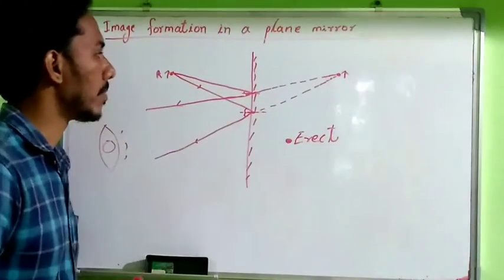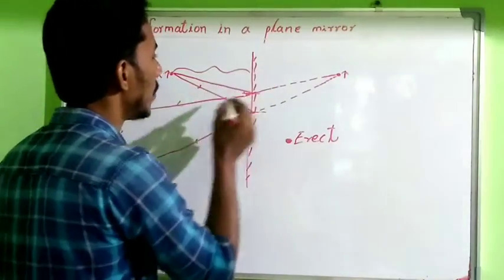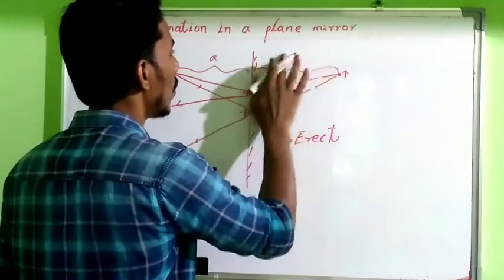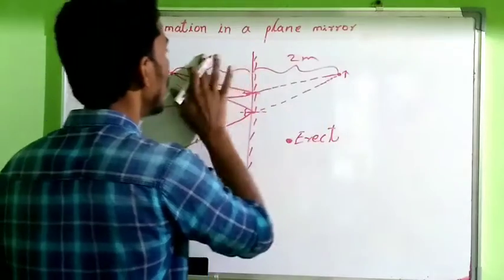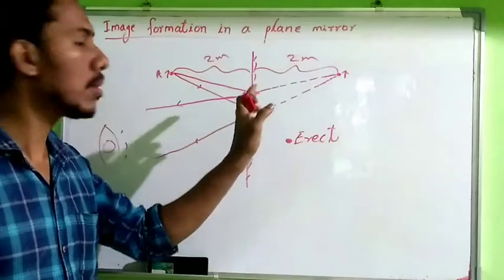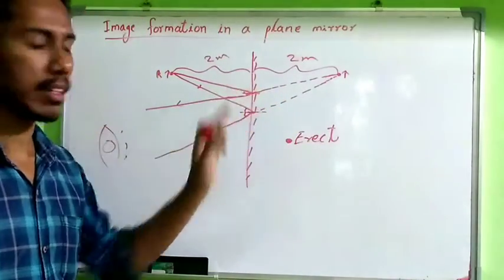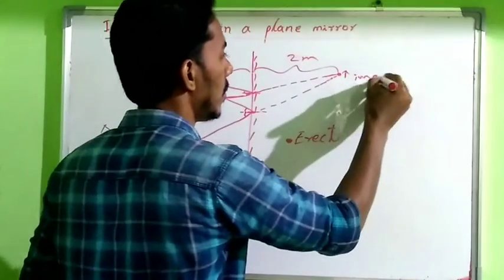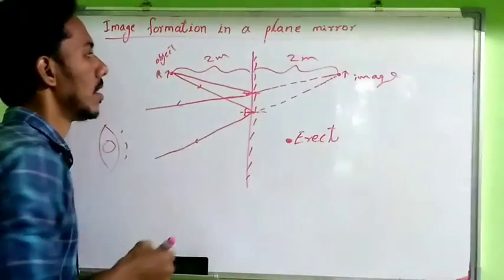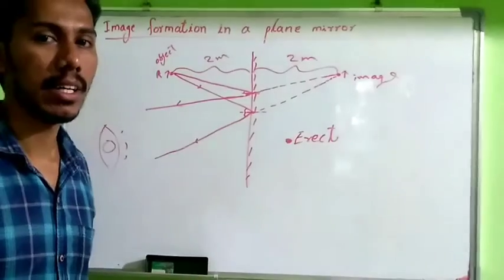Then another property: the distance from this position to the mirror should be equal to the distance from the image to the mirror. If it is 2 meter, then it also should be 2 meter. The distance from the object to the mirror is equal to the distance between the image and the mirror. It is the image. It is the object. Okay, it is the object and it is the image of this object inside the mirror.